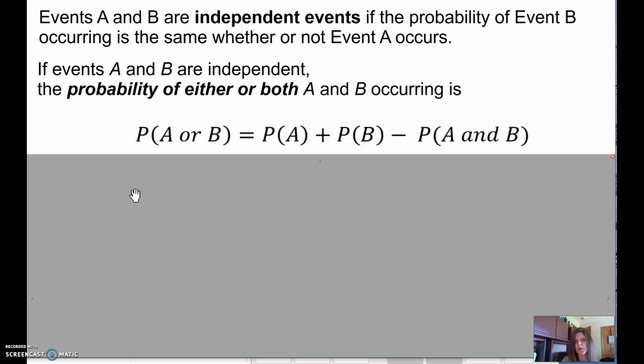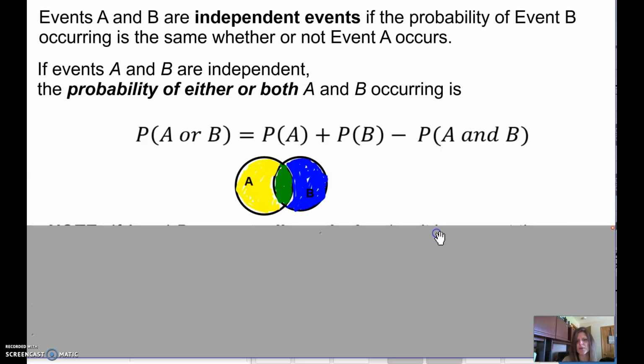It turns out that the probability of A or B is the probability of A plus the probability of B, and then minus the probability of A and B. That might seem kind of strange to you, so I have a diagram here that's going to help us. So I have two circles here that overlap. A is the yellow circle, B is the blue circle, and where they overlap, they make green.